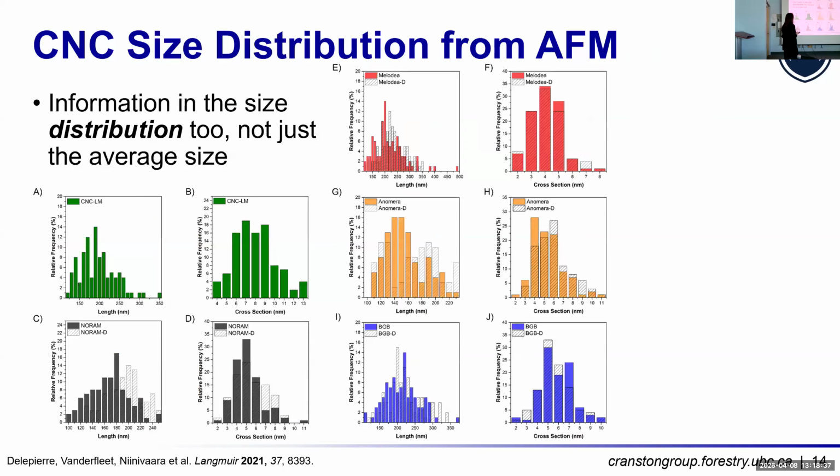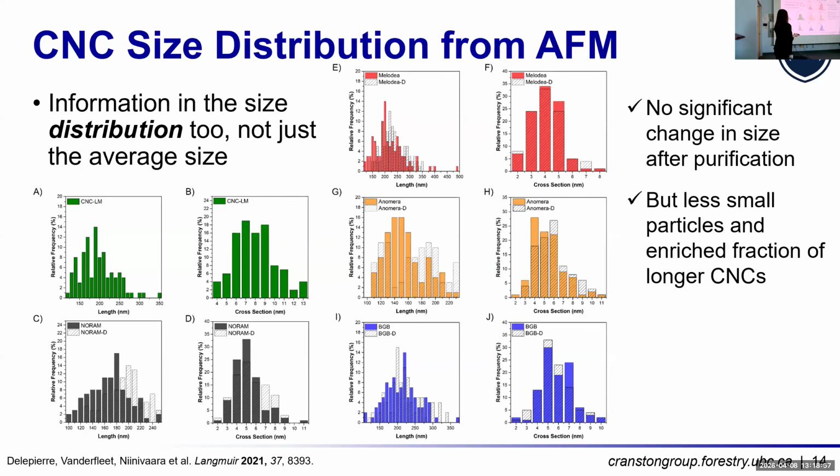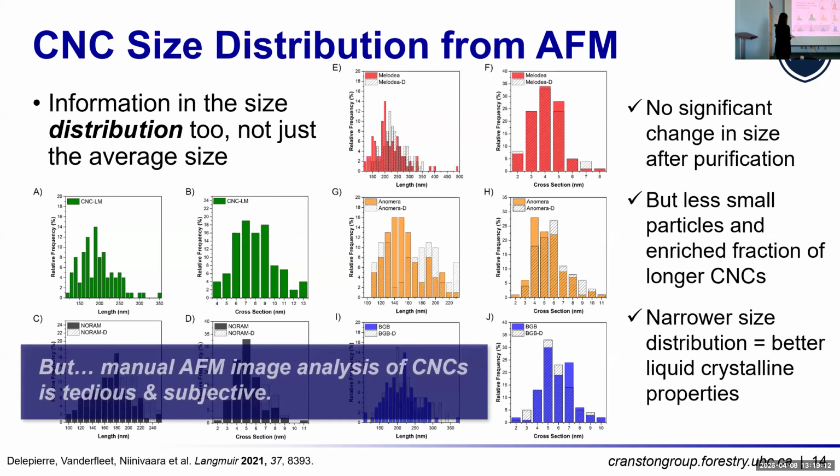But we also go in further that it's not just the dimensions and the size and the appearance, but the size distribution that matters, right? And so sometimes a narrow size distribution will give us better liquid crystalline properties, just as one example. So we saw that the purification didn't change our size distribution, but we did have some that had more small bits and some that were more enriched with a longer fraction. But just to say that we could do this, but it's done manually, again, measuring 150 particles or so.